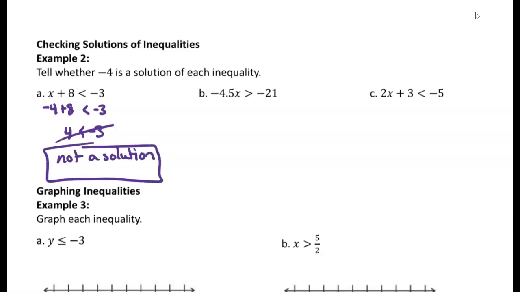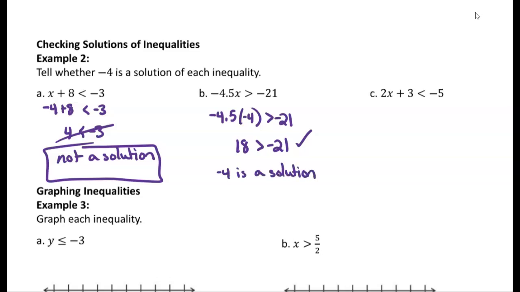All right, let's try that again. So plugging in negative 4 for x to see if it's a solution. When I do it on this side, I get negative 4.5 times negative 4, that's 18. Is 18 greater than negative 21? Yes, so negative 4 is a solution. It's not the only solution, but it is a solution.